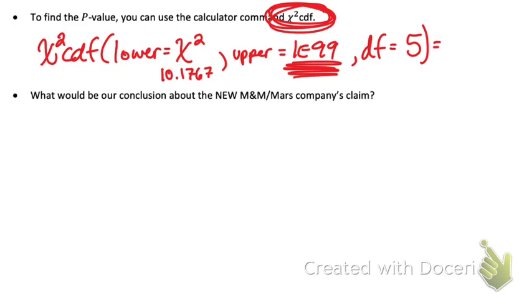Hit enter and you will get your p-value, which is the probability that we get a chi-squared as extreme or more extreme than 10.1767. It's 0.07.